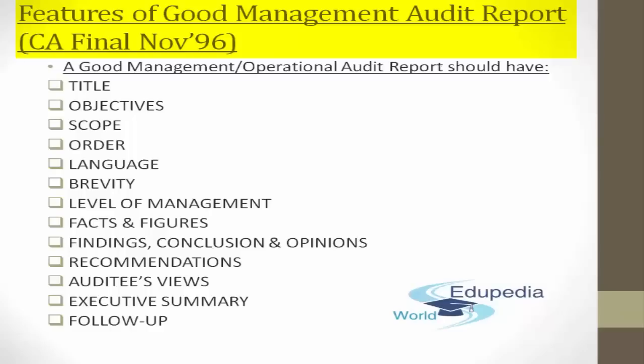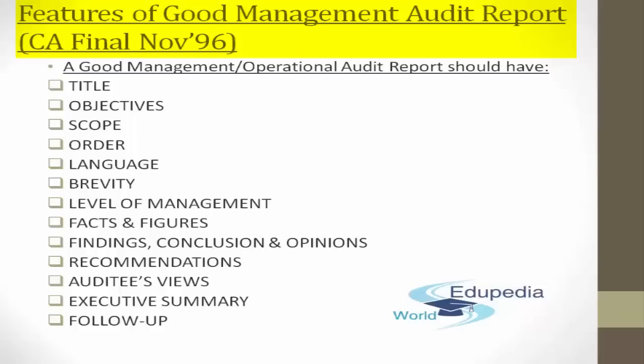Next comes brevity. By brevity, I simply mean that the report should be brief. It should be very brief. It should be clear. It should be to the point. Minor points should be avoided.